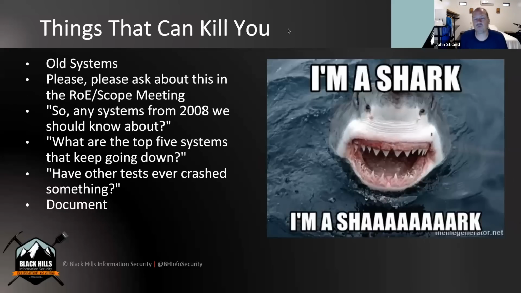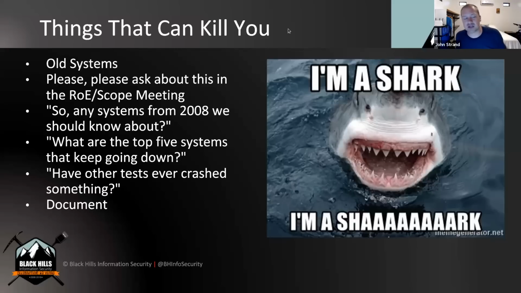Old systems. One of the things I always tell people at BHIS is ask. You should ask this question and it should be documented in the ROE and our template. It is. Ask questions like, so any old systems from 2008 that we should know about? What are the top 5 systems that keep going down in your environment? And what are their IP addresses? You want to know, have any other tests that you've done crashed any computer systems?